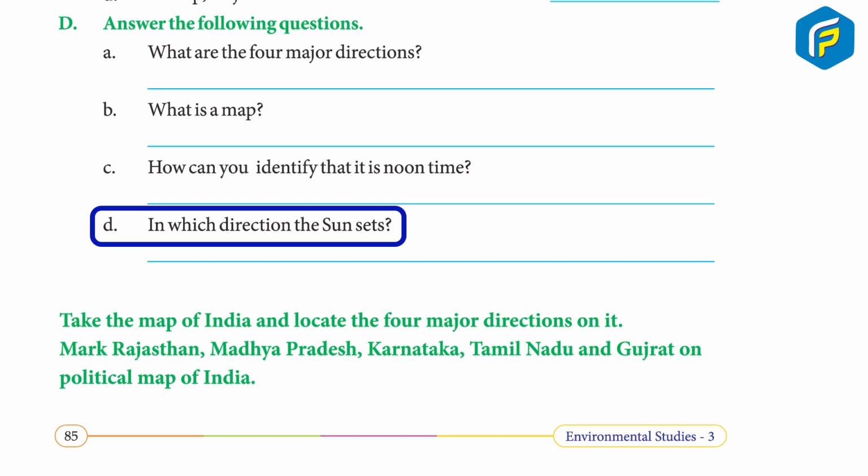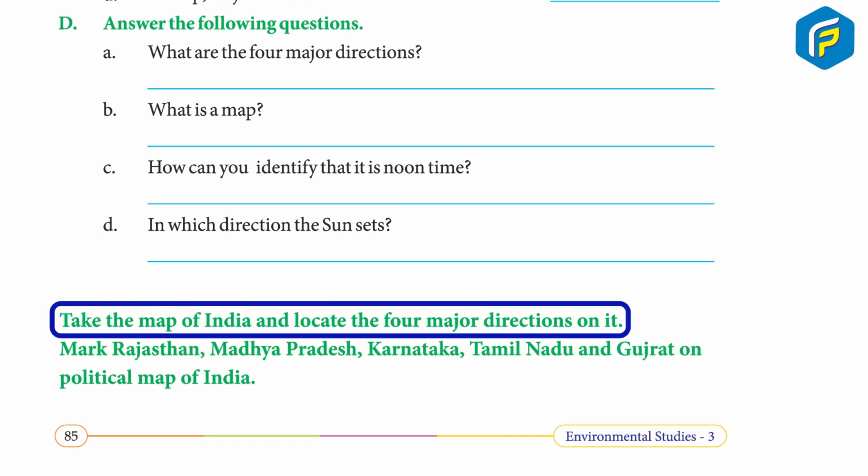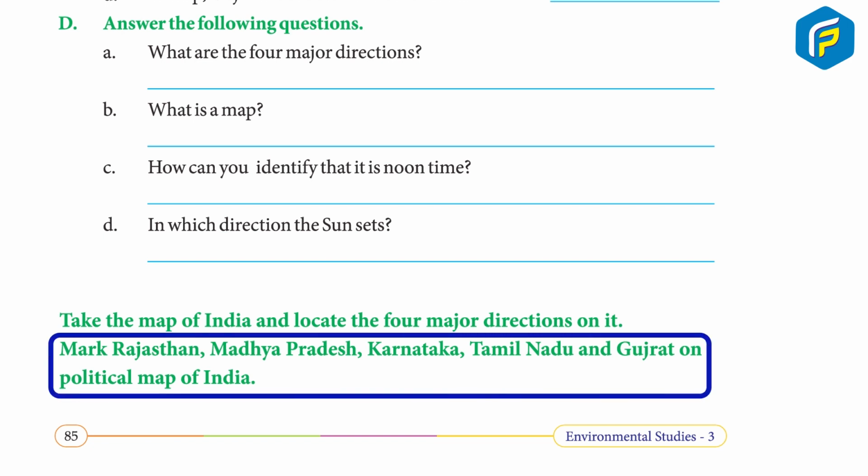Answer: West. Take the map of India and locate the four major directions on it. Mark Rajasthan, Madhya Pradesh, Karnataka, Tamil Nadu and Gujarat on the political map of India. Answer: Do it yourself.